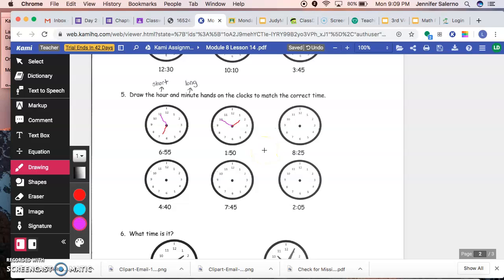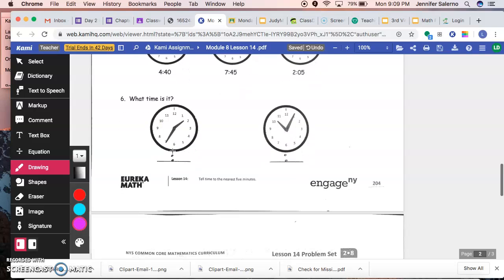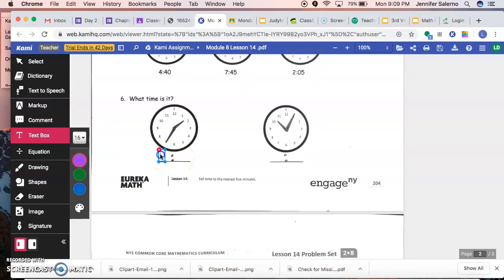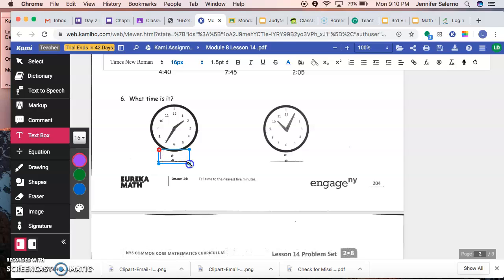So you have the option. You can use 2 different colors to help you with your minute and your hour hand, or you can use the same color. But just be clear that your minute hand needs to be long and your hour hand needs to be short, okay? Then down here, you need to actually write what time it is. So you're going to go to your text box, or you could write it whatever you want. It's up to you.